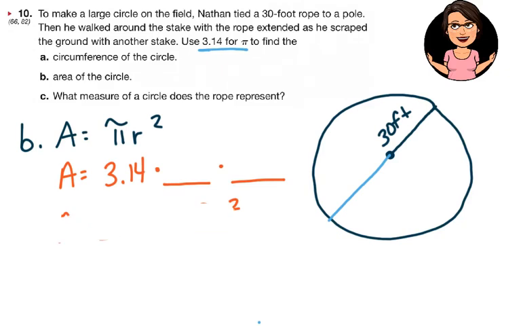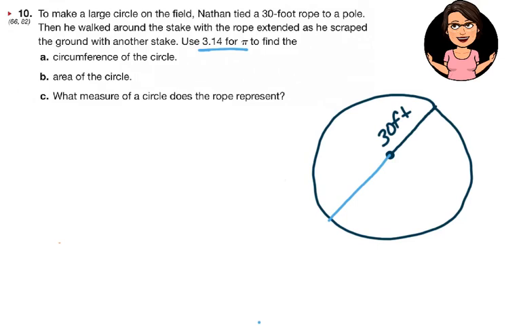Excellent. And then last but not least, it says, what measure of a circle does the rope represent? They want to know the vocabulary word. What was the vocabulary word for this 30 feet right here that was represented by that rope? What was the vocabulary word?